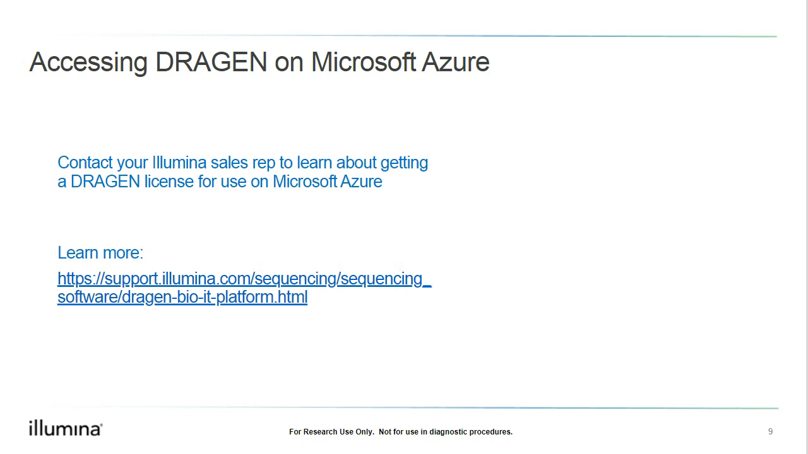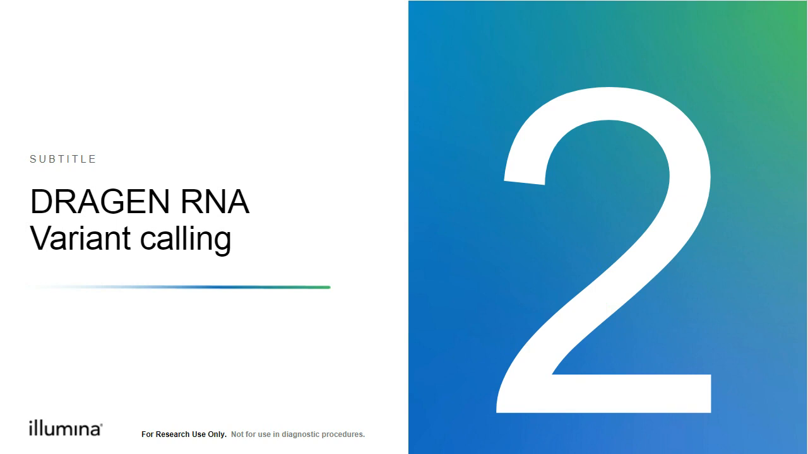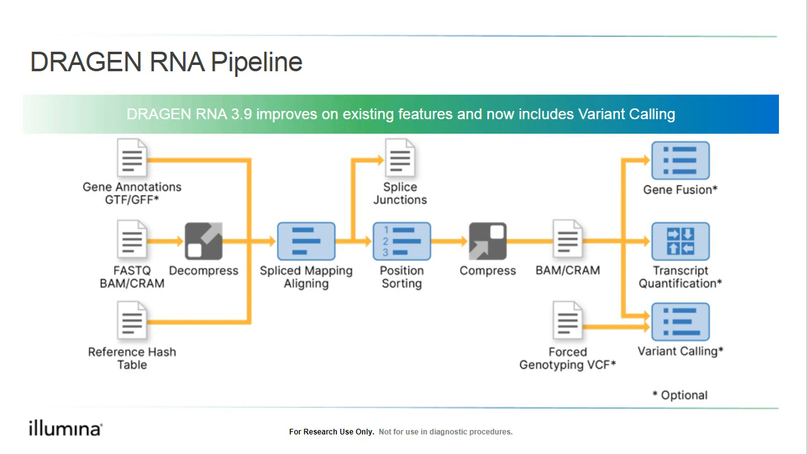The next feature that I want to highlight is RNA Variant Calling. This is the pipeline that exists today in DRAGEN. Some of you who are using the RNA pipeline with DRAGEN must already be familiar with this. But again, it's a standard workflow where you can input FASTQ files or BAM or CRAM files. You can bring in a GTF file with gene annotations. You provide the reference hash table, and you get an RNA map-aligned BAM or CRAM file.